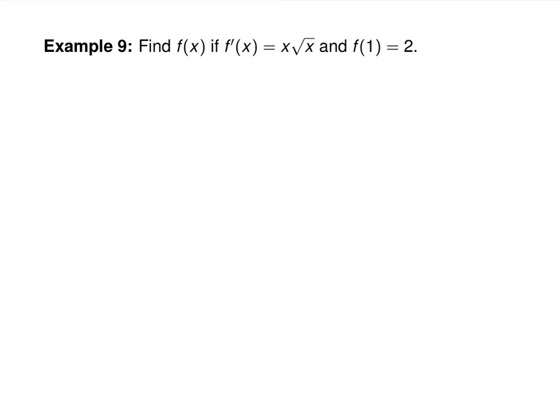All right. Find f of x if f prime of x is x times root x and f of 1 is 2. Okay, so to find f, you're going to have to antidifferentiate f prime. And to antidifferentiate f prime, there is no product rule, never, still no product rule. X to the 1 power.